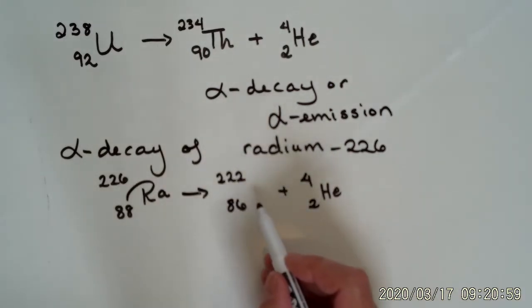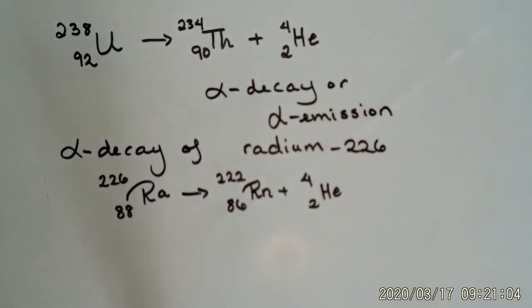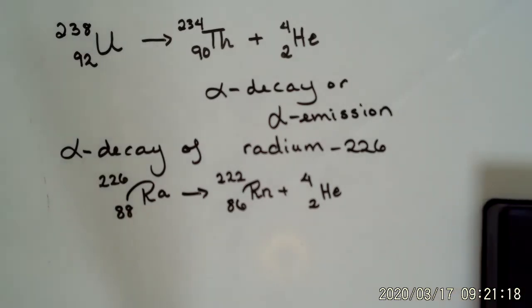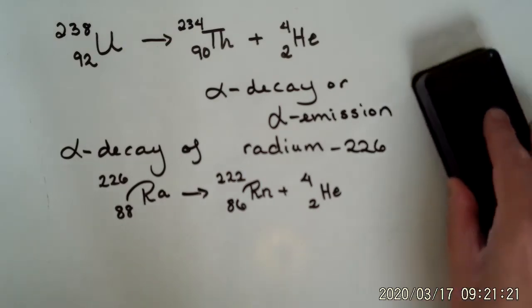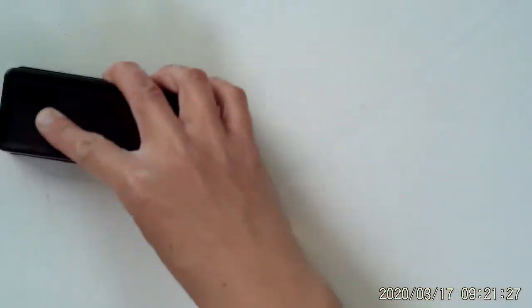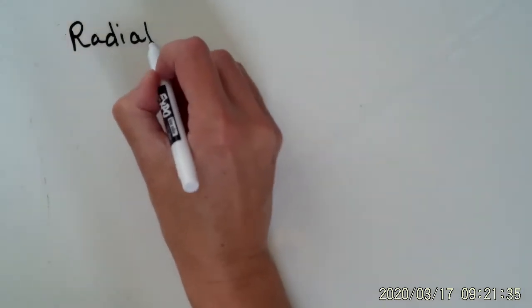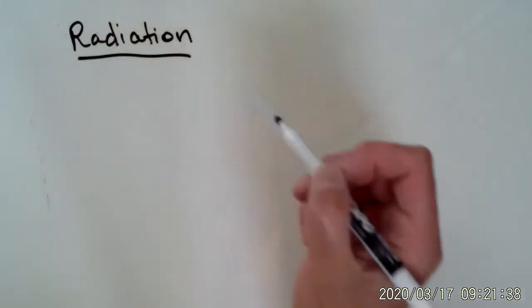And when you look up what has 86 protons, it's radon. So now we know that radium-226 has an alpha decay to give you radon-222. Okay, so that's an alpha decay. So before we continue, let's talk about the different types of particles that can be emitted. So, the types of radiation. And then we can go back into our nuclear equations.